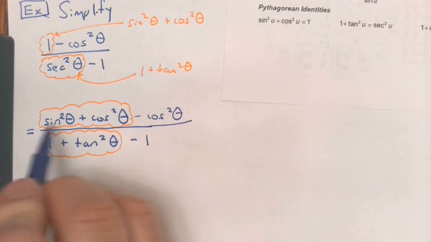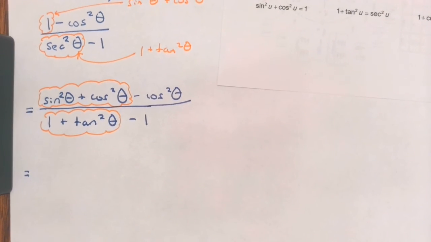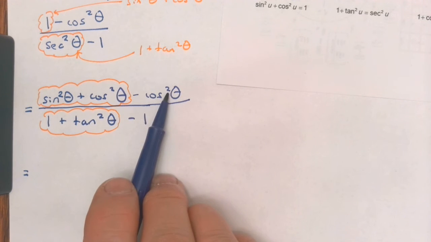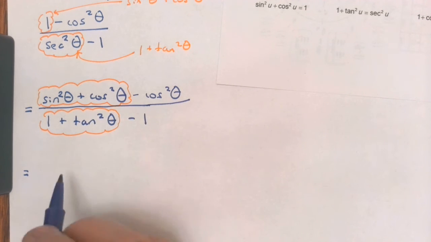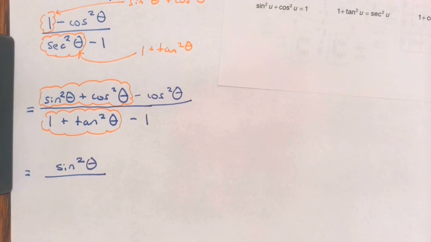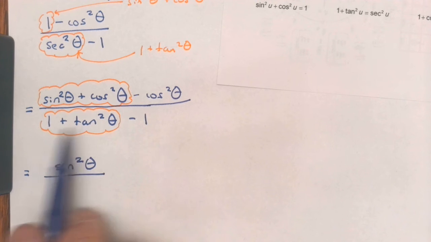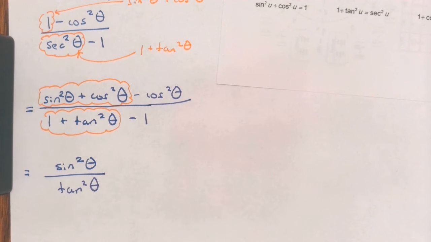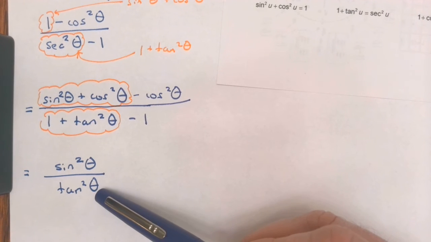And now, if we take a look at the top and see if we can simplify that, in the top I have a sine squared of our angle plus the cosine squared of our angle minus the cosine squared of our angle. So those two cosine squareds would cancel each other out. So in the top part of our fraction, we would just be left with the sine squared of our angle. In the bottom part of the fraction, we have a 1 and also a minus 1. So those 1's would cancel out and would just leave us with a tangent squared of our angle. After doing a little bit of subtraction and getting some things to cancel, I have sine squared of our angle over the tangent squared of our angle.